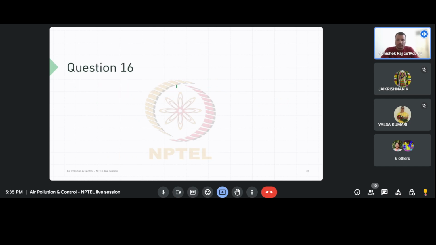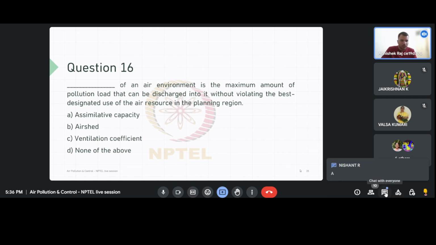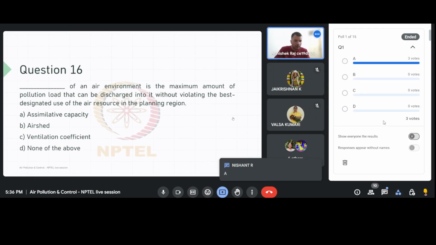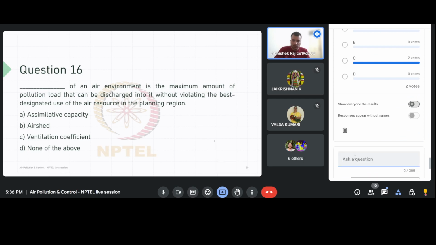Moving to question 16. Theoretical question: what of an air environment is the maximum amount of pollution load that can be discharged into it without violating the best designated use of the air resource in the planning region? Assimilative capacity, air shed, ventilation coefficient, and none of the above. We discussed this in one of the previous questions. So I will expect a quick response. Maybe another 1 minute and we'll see the answer for this. Will not give a lot of time.